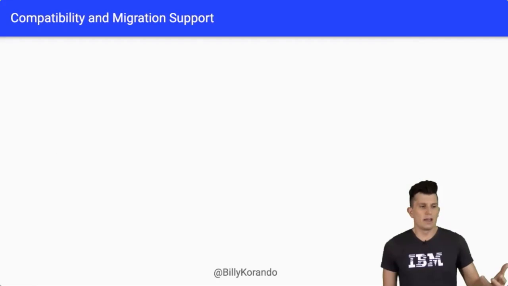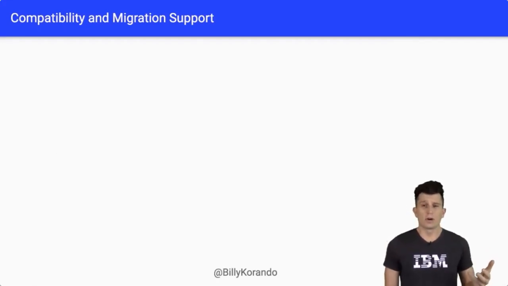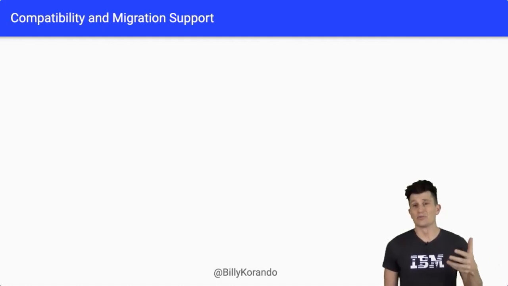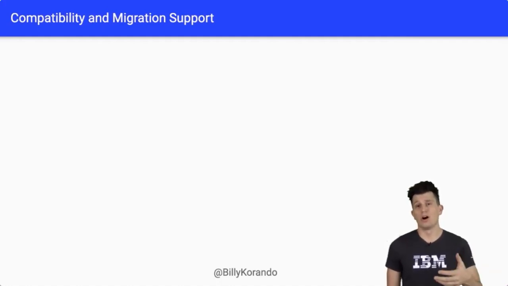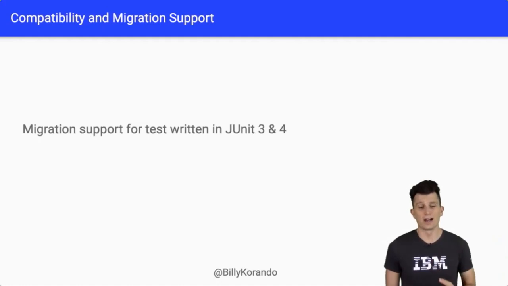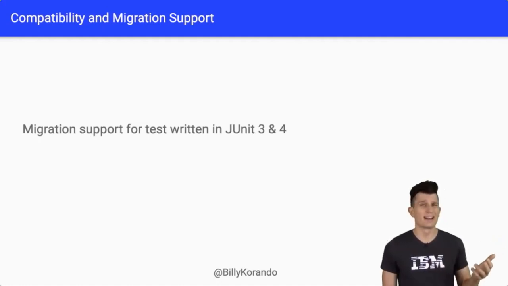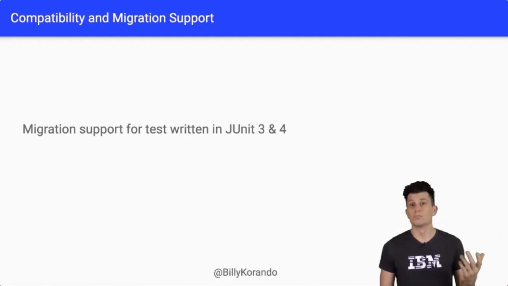So if you already have a large test suite written in JUnit 3 and 4, you want to be able to, again, continue to run those tests, maybe as you work on moving over to JUnit 5. And luckily, there is great migration support for JUnit 3. I believe it's JUnit 3.8 or later, and then all of JUnit 4. And JUnit 3.8 came out in the early 2000s, so hopefully you're not having anything older than that running right now.